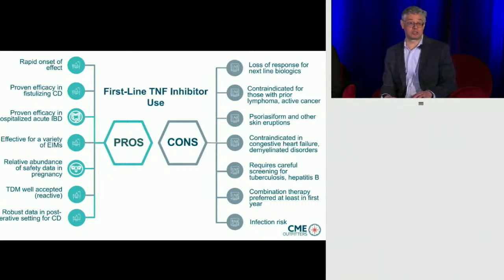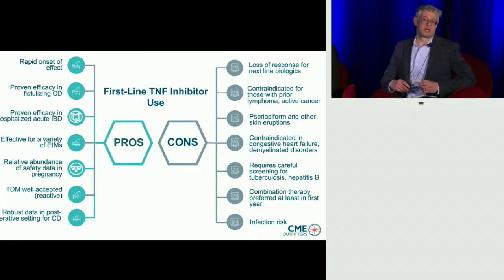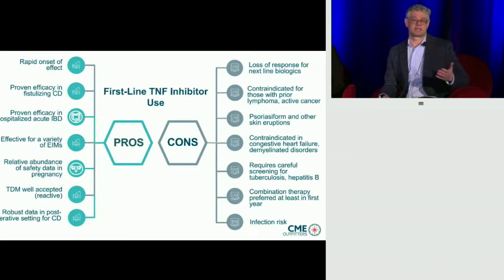There is data on fistulizing disease with anti-TNFs that we don't necessarily have with our later classes of drugs. We also have data on the more severe acute patients, particularly severe acute ulcerative colitis in the hospital. They're effective for a variety of extra-intestinal manifestations, many of which can be seen on the labeled indications of anti-TNFs, which have multiple labeled indications as opposed to some of the newer therapies. There's a lot of data that we have on safety, especially with pregnancy registries, and we can talk maybe about some of the special scenarios of individual patients and how safety comes into play.